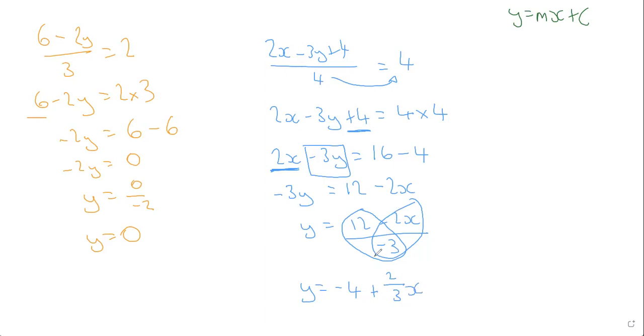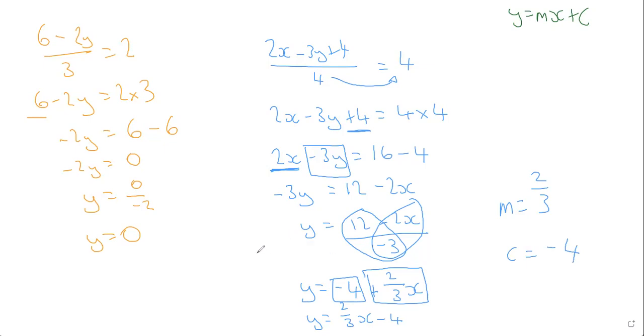Two negatives cancel each other out. Now, we usually write it the other way, 2/3 x minus 4. As long as I keep the right sign with the right term, I can just swap them around. So that means that my slope is 2/3. You don't need to do this last step. You can just read it from here, that's fine. And my y-intercept is -4.